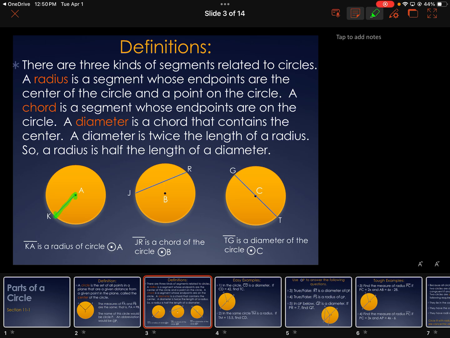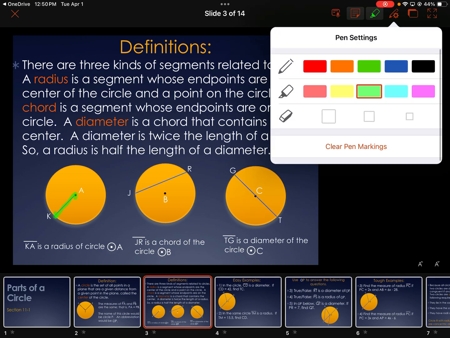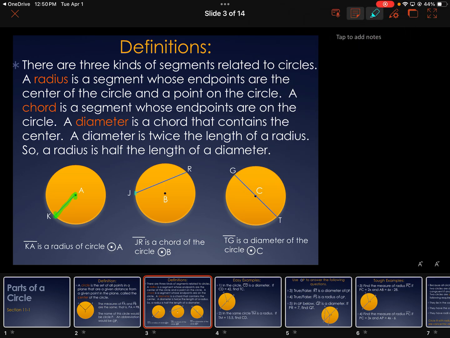A chord is a segment whose endpoints are on the circle. So here's a good example of that. Point J is on the circle, point R is on the circle. If I connect them with a segment, that's called a chord.